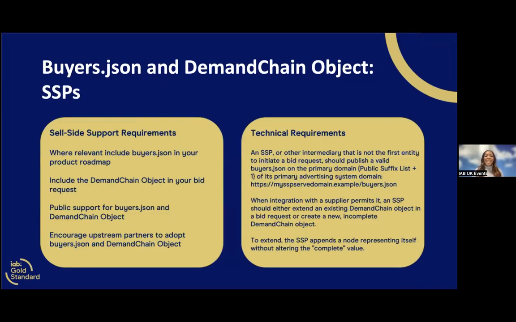Next slide, please, Pat. So the gold standard requirements for DSPs, SSPs, and full stack companies are pretty much the same. We ask that you include buyers.json in your 2024 product roadmap, include demand chain object in your bid request, have some sort of public support for buyers.json and demand chain object, which could be a blog post or pledge of support, and encourage upstream partners to adopt buyers.json and demand chain objects. So as an SSP, this would mean emailing your DSP partners and asking them about their adoption plans.